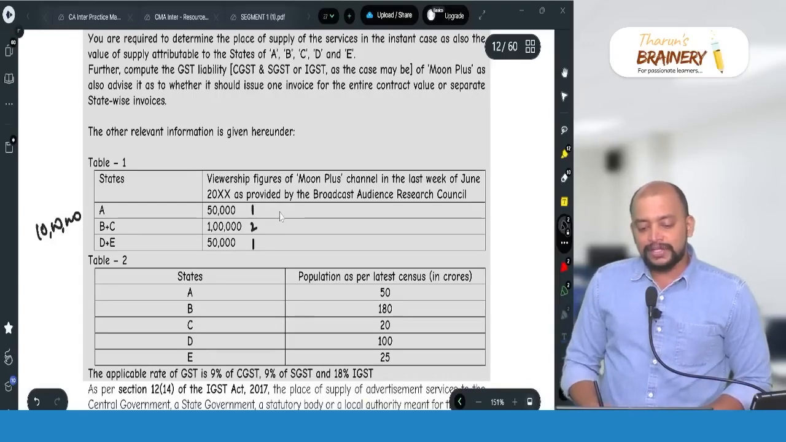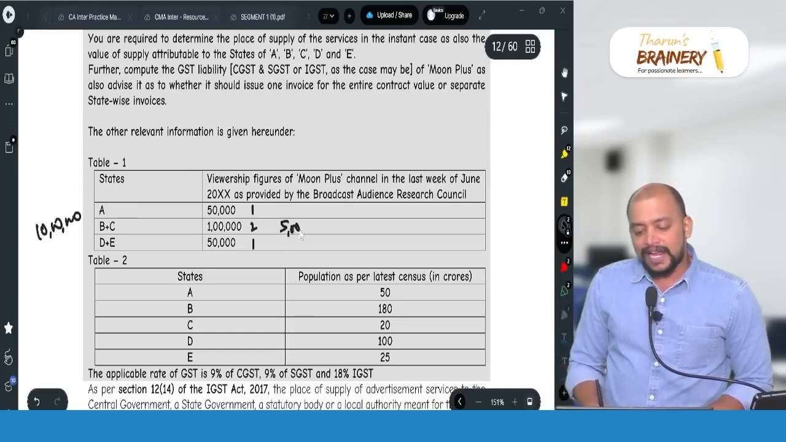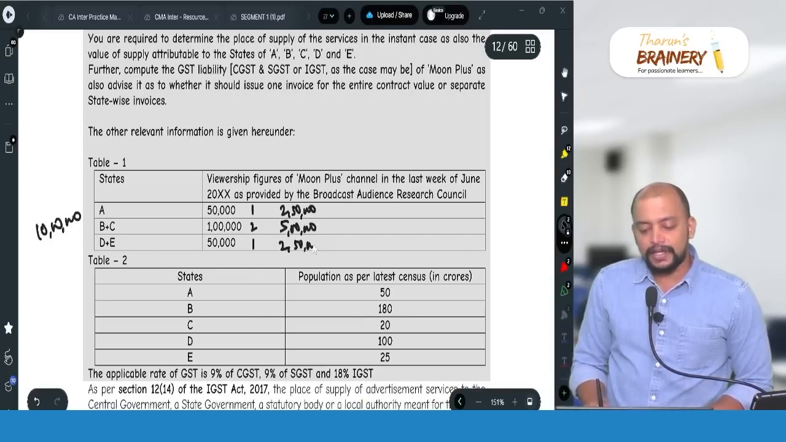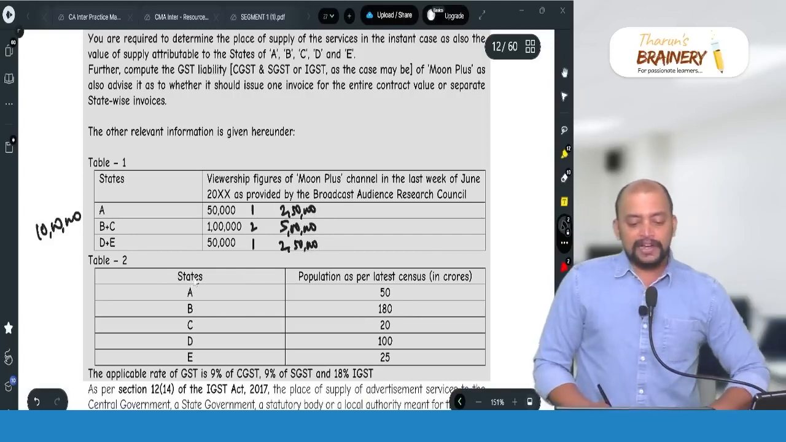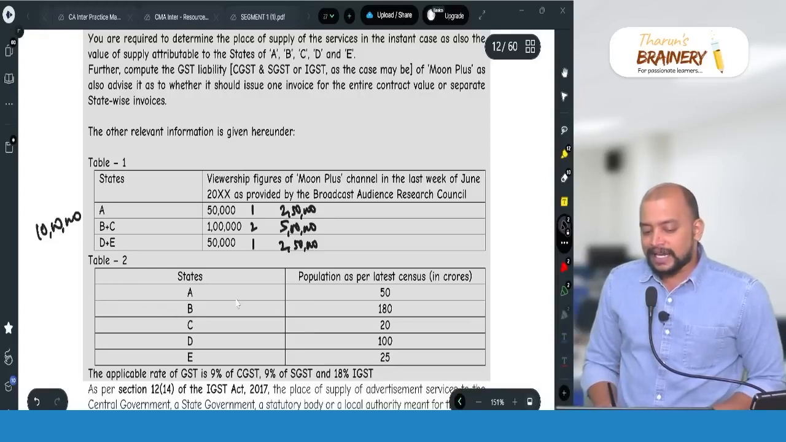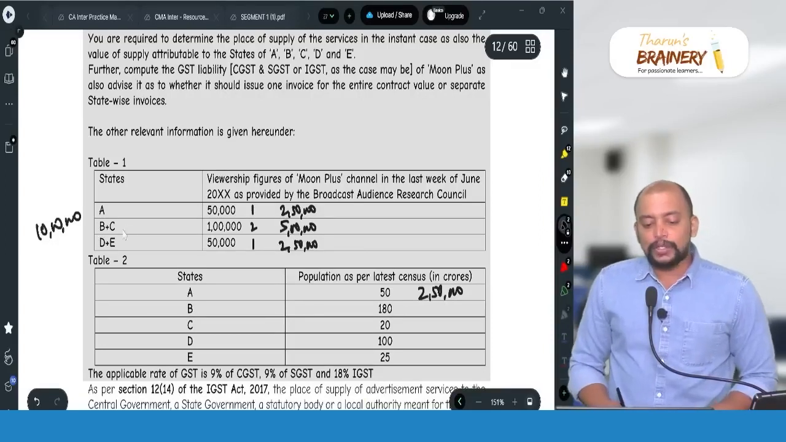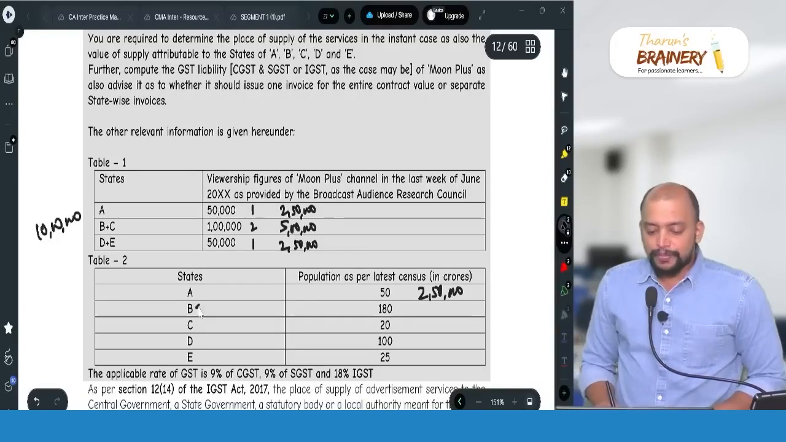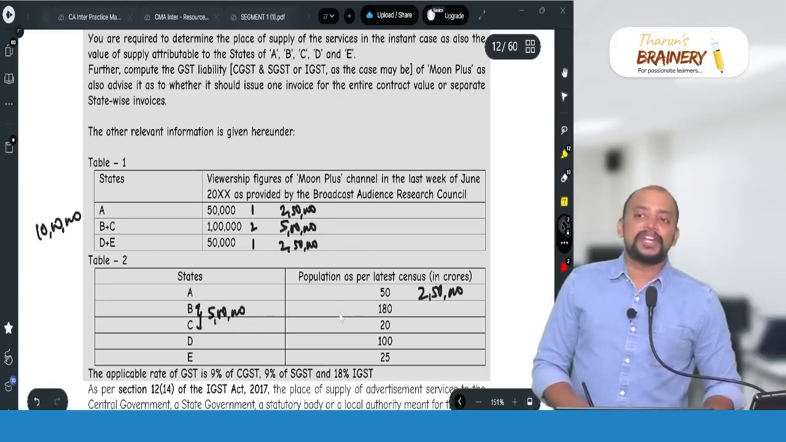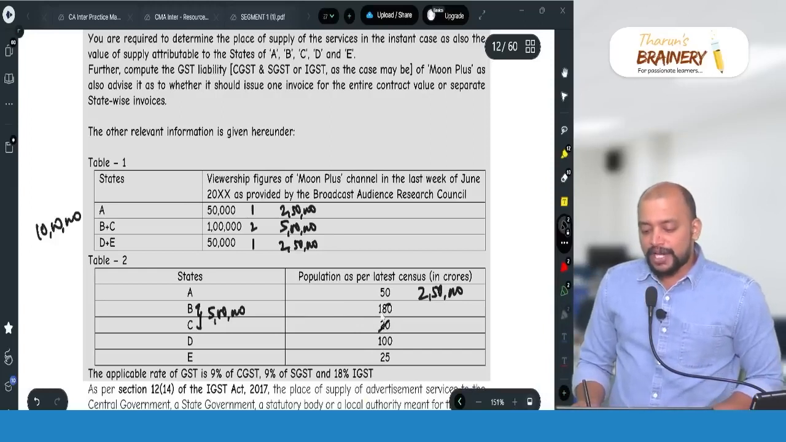1:2:1 ratio. So then it will be 2 lakh 50,000. And thereafter, for channel A, it is only in state A. So therefore, entire 2 lakh 50,000 for state A. But channel 2 is in 2 states B and C. So B and C put together, it is 5 lakhs. Now that 5 lakhs, based on population census, we need to apportion. The population census is 9:1. So therefore, 4 lakh 50,000 in state B and 50,000 in state C.